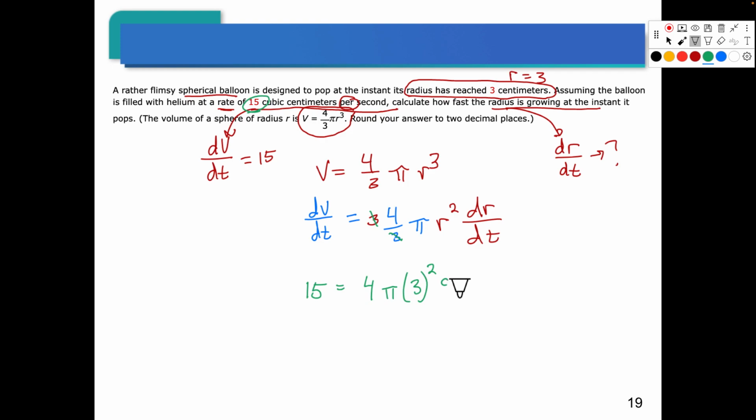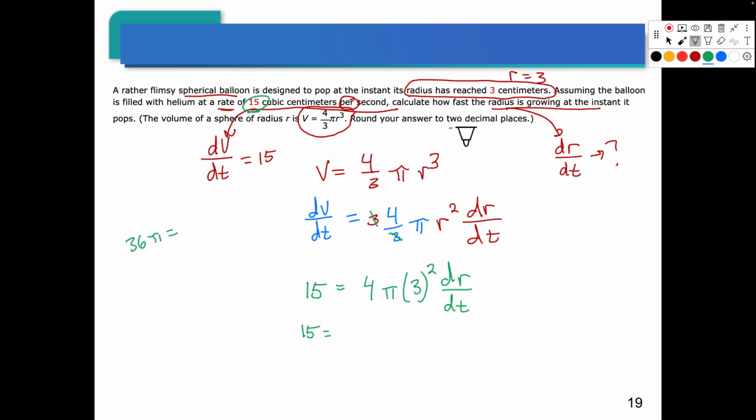Dr dt we don't know, but it's okay because there's always going to be one thing we don't know, and that's what we're solving for. So we're down to one thing. We just need to do the rest of the algebra, the math. So we've got 15. 3 squared is 9. 9 times 4 is 36. So we got 36 pi.